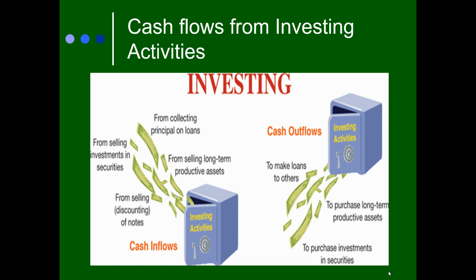Then for outflows, it will involve making loans to others. It means that the business lends to others, or purchases any long-term productive asset for usage in the operation of the organization, or purchases any long-term investment in securities, or in bonds or debentures, and so forth.